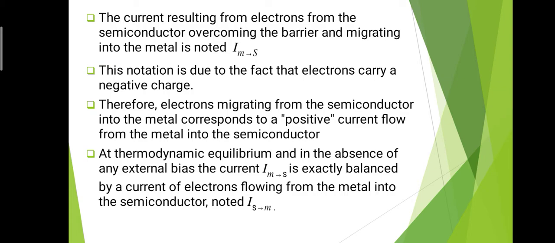At thermodynamic equilibrium and in absence of any external bias, the current I flowing from metal to semiconductor is exactly balanced by the current of electrons flowing from the semiconductor into metal, denoted I from semiconductor to metal. So for thermodynamic equilibrium both these two currents should be equal. Their magnitude will be the same, but the direction is opposite. This is the condition for thermodynamic equilibrium.